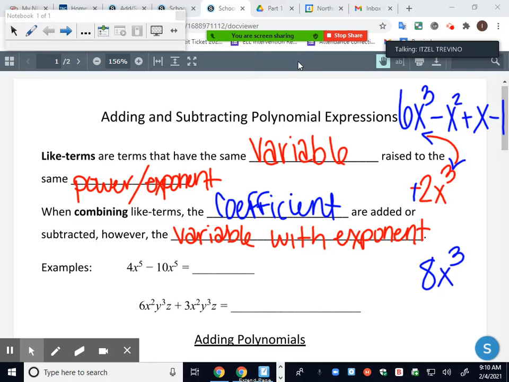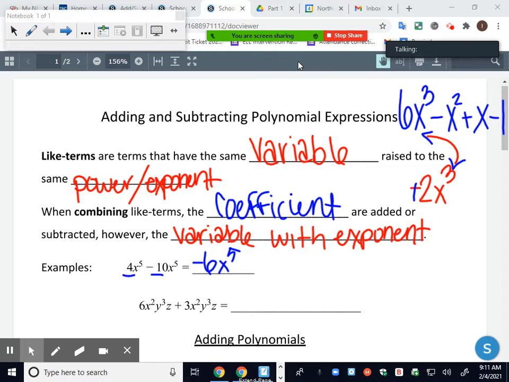We have 4x to the 5th power minus 10x to the 5th power. So it's subtraction, right? Remember, my coefficient is the only thing that I'm adding or subtracting. So I'm going to do 4 minus 10. That gives me negative 6. And then I know my variable with the exponent stays the same. Okay? That's it. That's us adding or subtracting our polynomials.